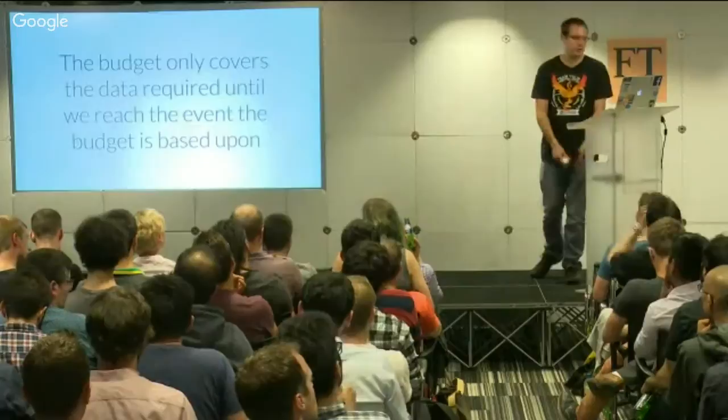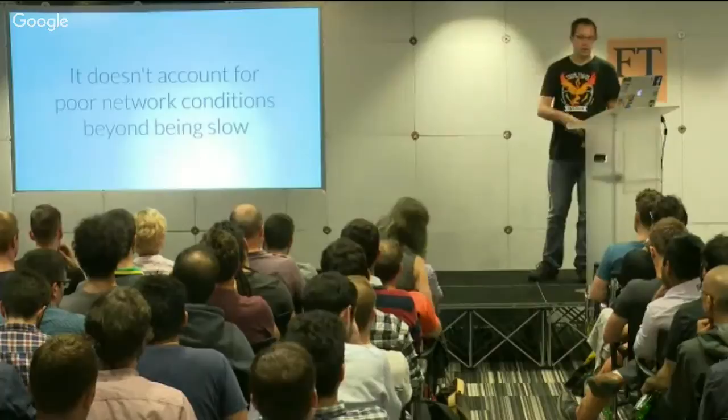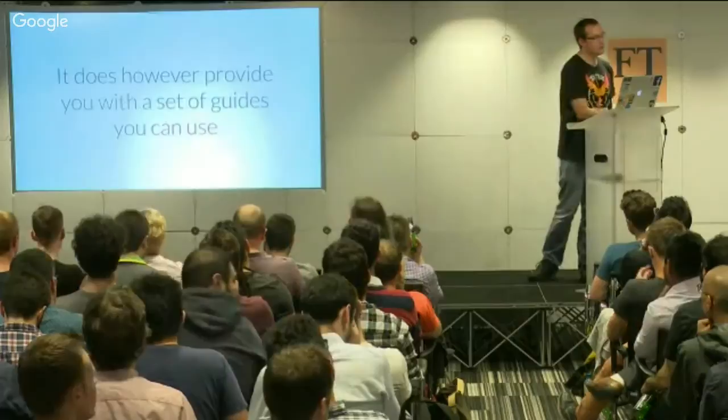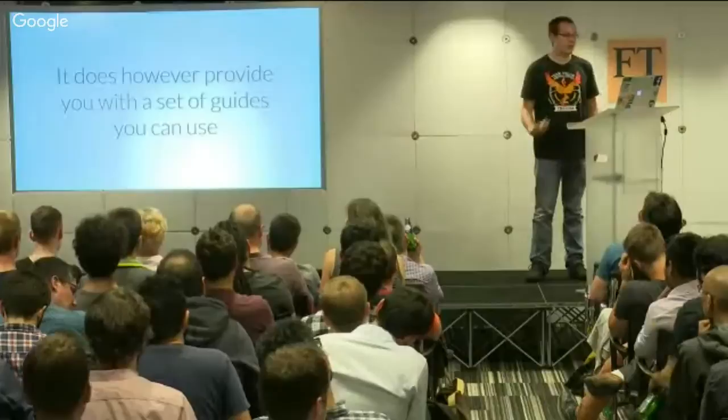The budget produced in this method is a bit rough. It doesn't account for poor network connections beyond being slow. Stuff like TCP slow start, dropped packets, etc. won't be taken into account. It does, however, provide you with a set of guides you can use, which is really important when trying to discuss performance with the rest of your team, because a lot of the other technical issues, they don't really understand. So then you might want to experiment with different performance budgets.